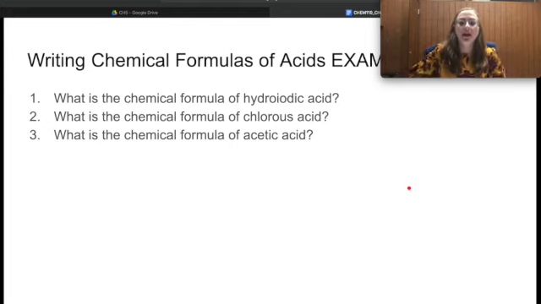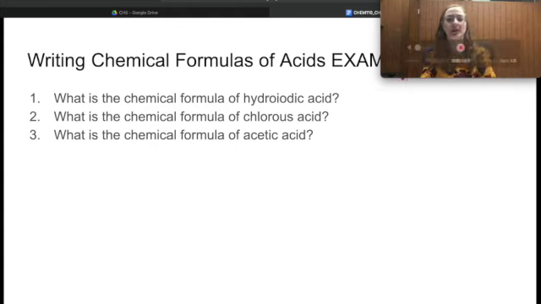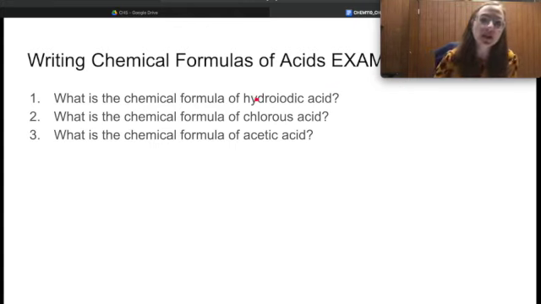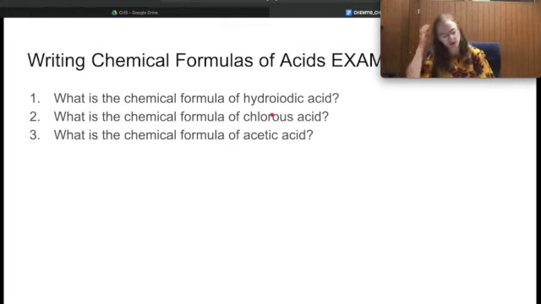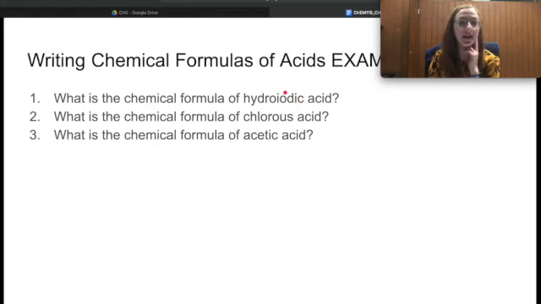So let's start with number 1 here. What is the chemical formula of hydroiodic acid? So the first one here, hydroiodic acid. I look at the name and I determine whether it's the monatomic anion or if it's the polyatomic ions, and then I go from there. I see that I have the hydro prefix. You can basically stop when you see the hydro prefix. You know you have exactly the monatomic ion.